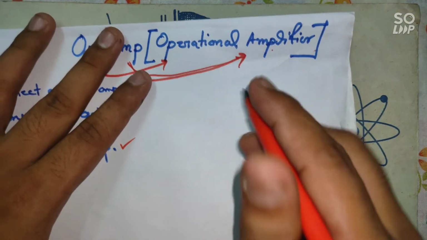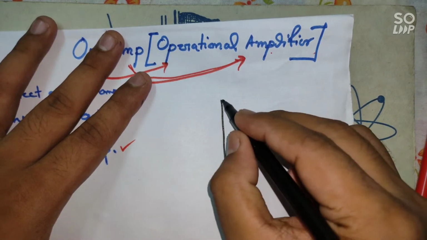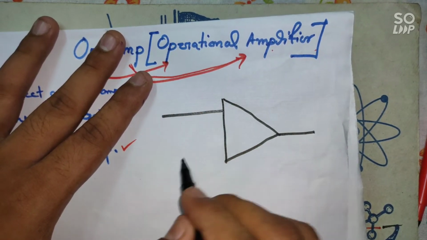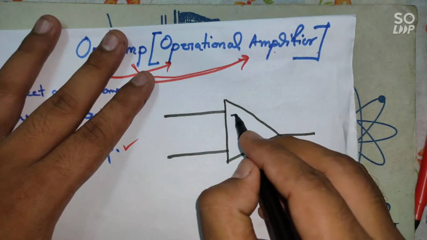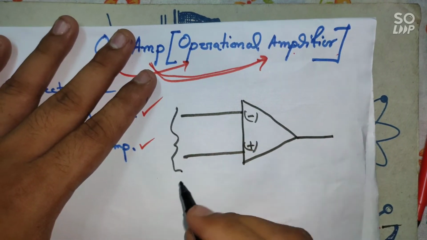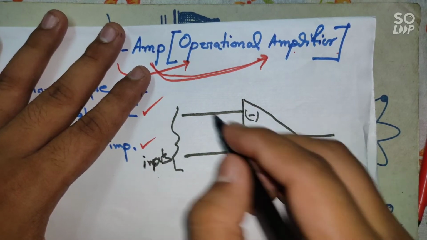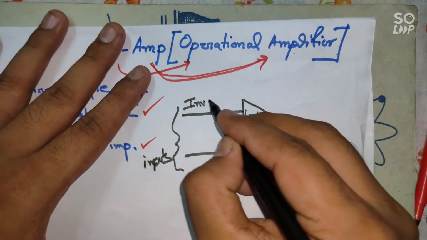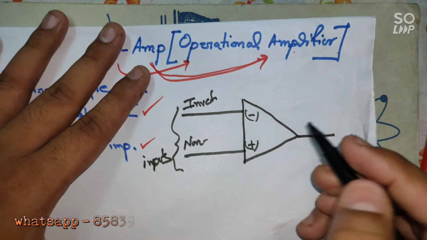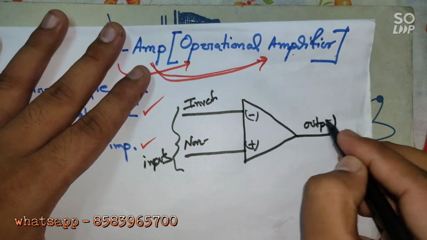Now the basic symbol of an op-amp is this. Minus and plus, actually two inputs are there. These two pins are input pins. This is called the inverting pin, this is the non-inverting pin, and this is the output pin.